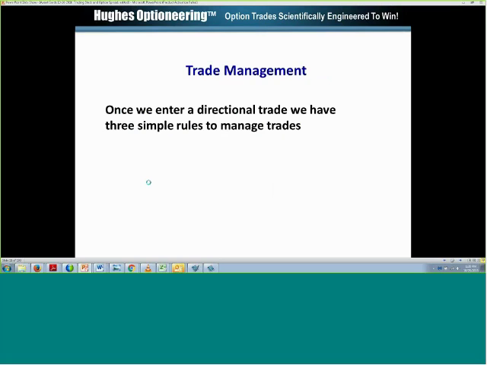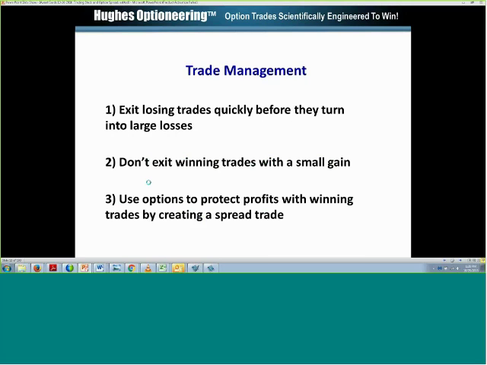So once we enter a directional trade, whether it's a stock or option directional trade, we have 3 money management rules. The first rule is we exit losing trades quickly before they turn into a large loss, and we don't exit winning trades with a small gain.